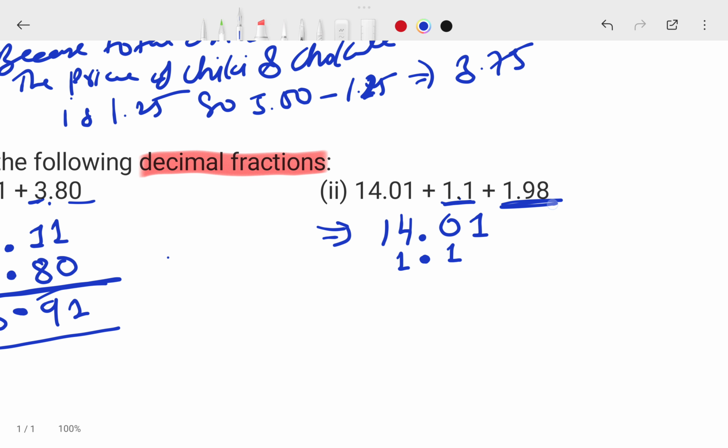Now let's see this one. So this is the point, put the point in this one. Behind the point, this is 1, write the 1 here. This is 98, so write 98. Simple. Here there is no number, so forget it.